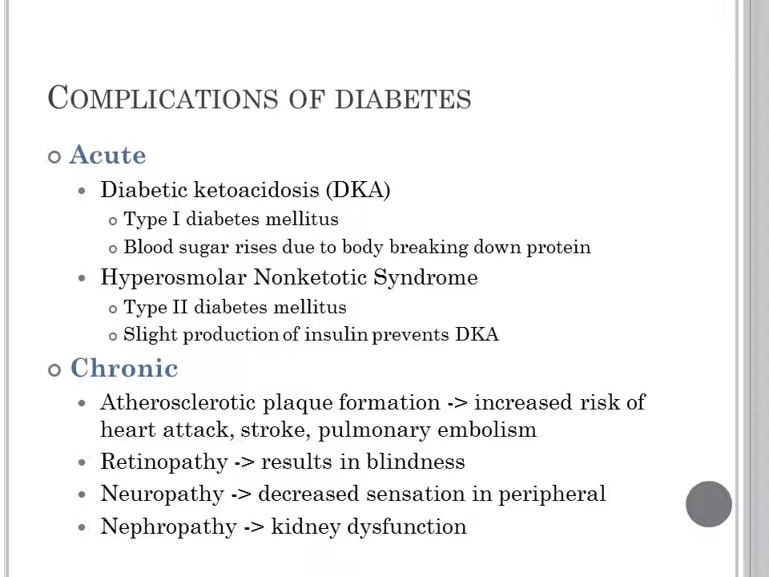So these patients who come in with DKA will oftentimes have blood sugars in the 600s, 700s, 800s. We start them on insulin drips. We give lots of IV fluids. We might be giving potassium, but it's a medical emergency.